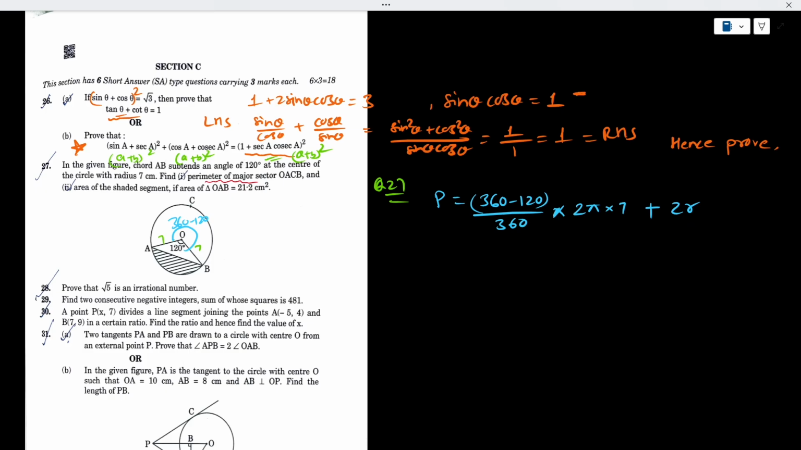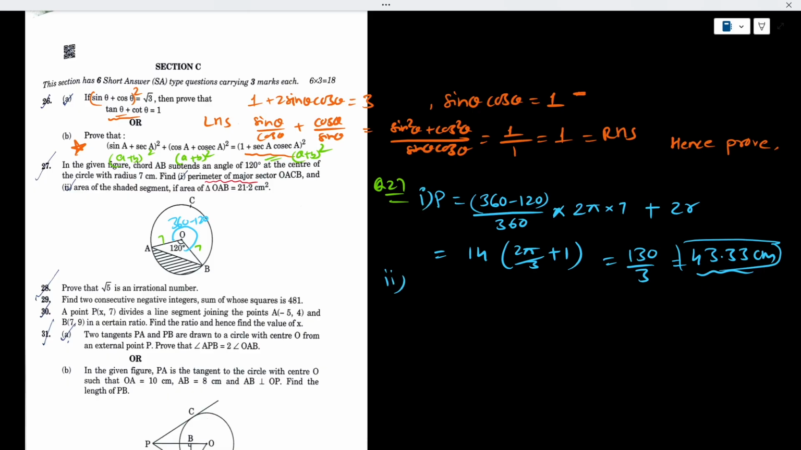So what is going to be the answer? When you do this, you'll get the perimeter of this major sector. When you do the simplification, you will get 2 pi by 3 plus 1, but you need to substitute the value of pi. This will become 130 by 3, and that is 43.33 centimeter. Because it's a perimeter, it will be in centimeter. This is your first part.